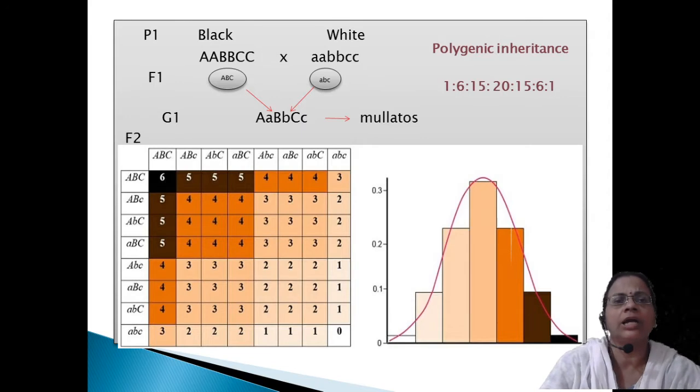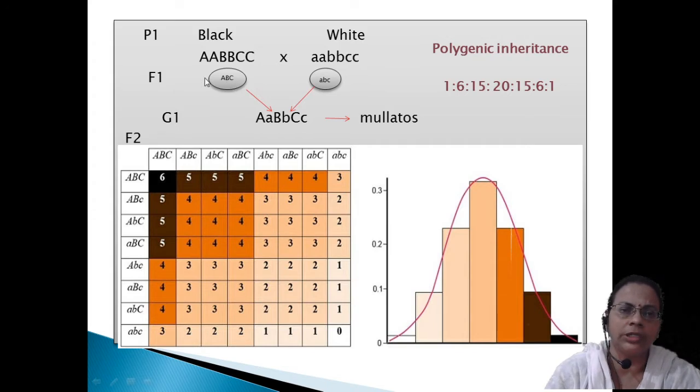A complete black person means all the 6 alleles are dominant, and when they form the G1, here it is G1, not F1. When they produce the G1, one representative will go into the gamete, that is capital A, capital B, capital C in a circle. And on the other side, all are recessive, so small a, b, c will go in another circle.